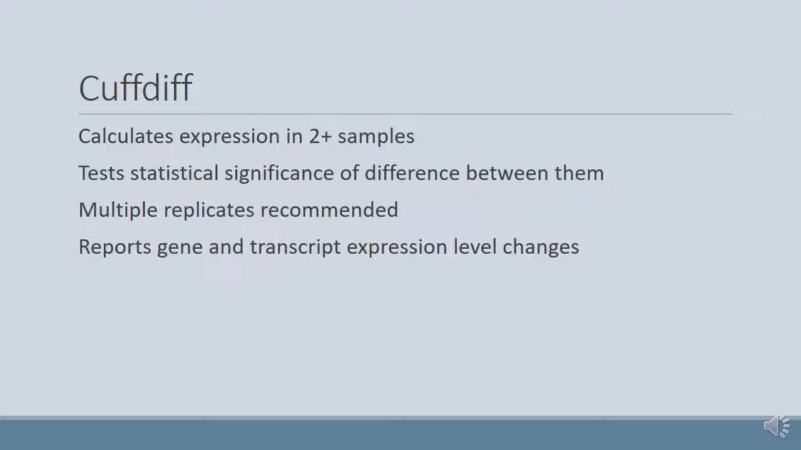CUF-DIF calculates expression in 2 or more samples. It takes the final assembled transcriptome and maps reads to find differential expression. It groups together isoforms of genes that have the same transcription start site and therefore can calculate the total expression of a transcription start site group by adding up the isoform expressions.